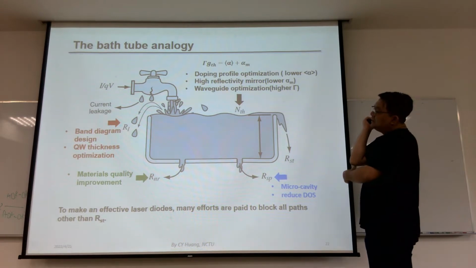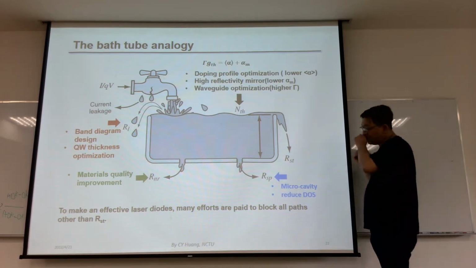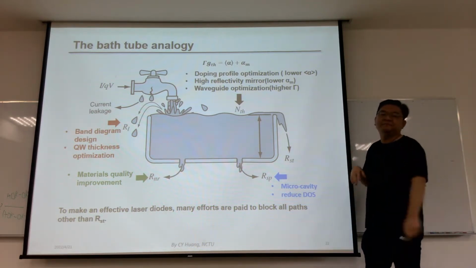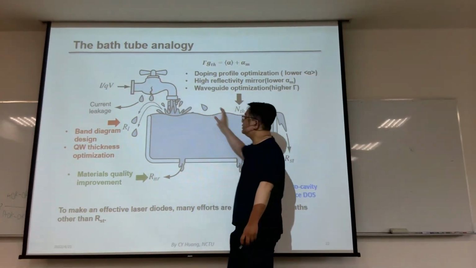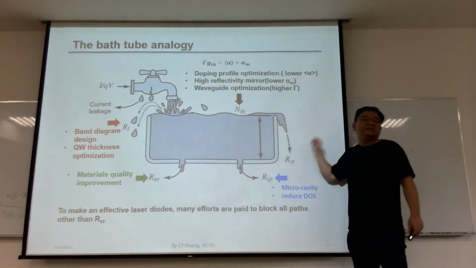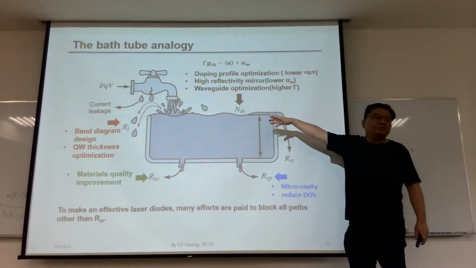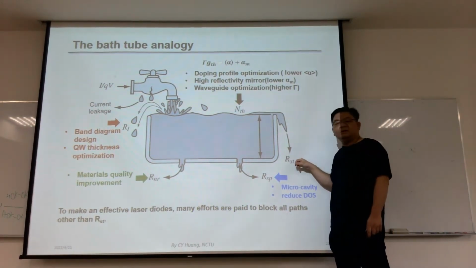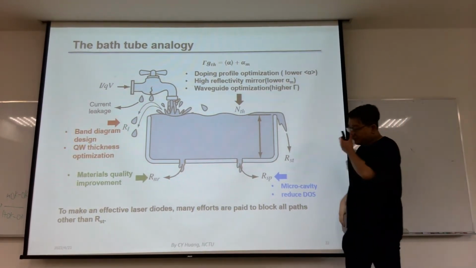So, if today's question is how to make this bathtub better, we might start with a few ways. So let's define further what is better. The better part means I don't want to increase so much water to reach a steady state. I don't want to inject so much current, but I want to reach the stimulated emission, reach lasing. So what should we do?